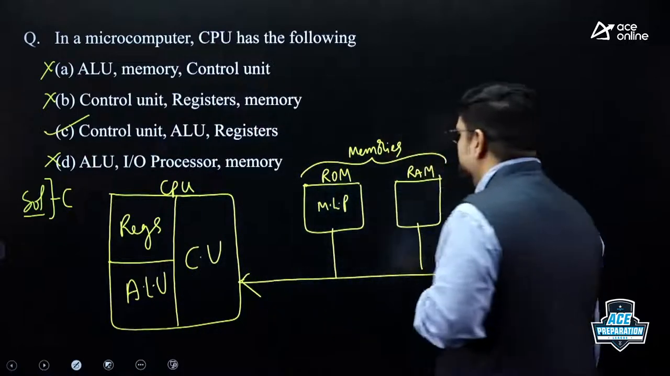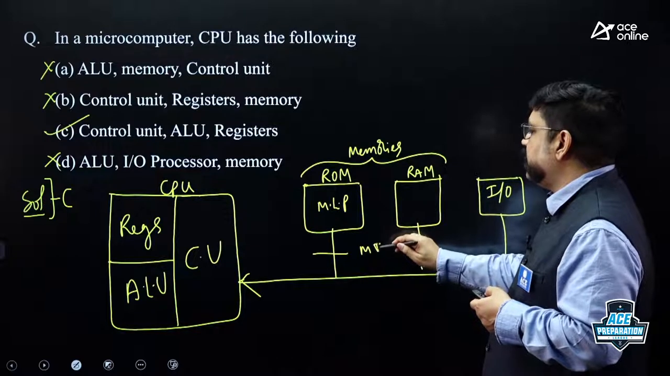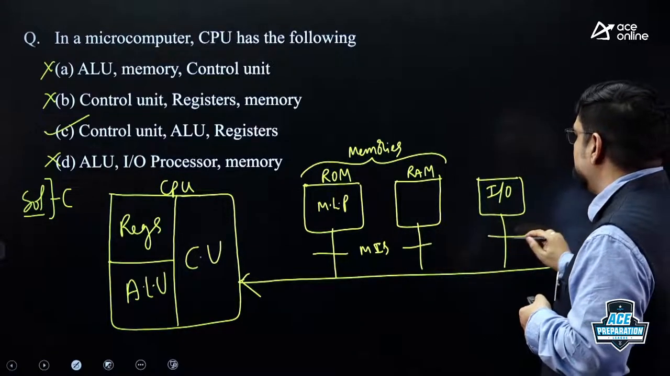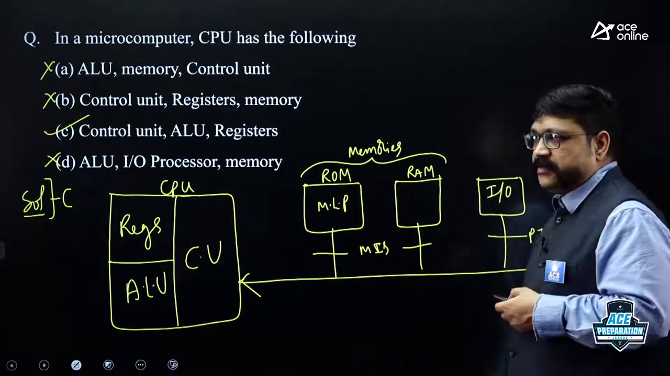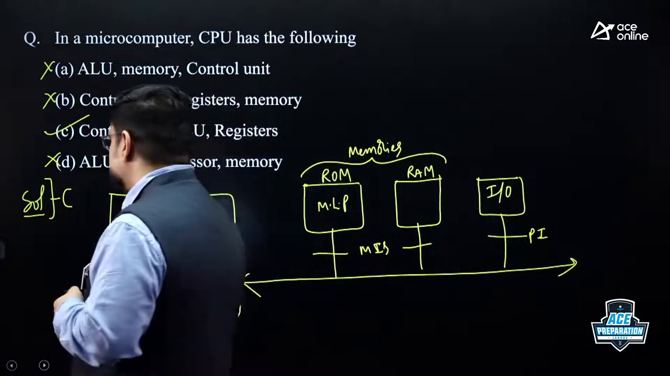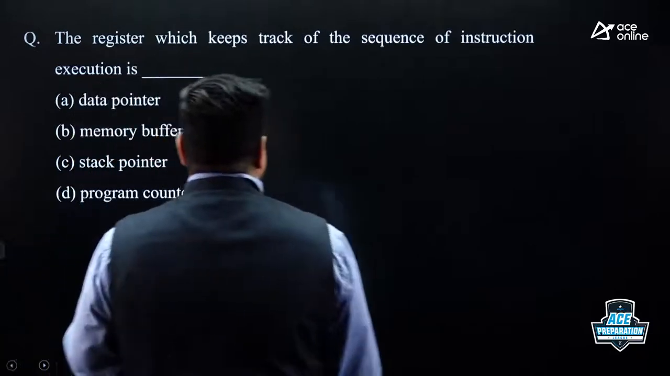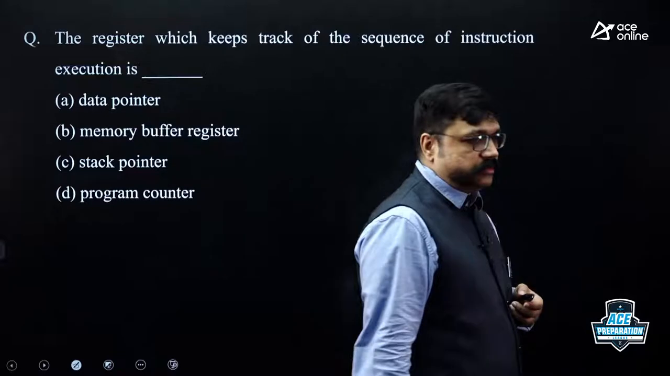And please understand, when you connect memories to the microprocessor, you need to use memory interfacing chips. When you connect I/O devices to the microprocessor, you need to use peripheral interfacing chips. Directly, you cannot interface. The answer is C. This kind of one more question you will get: the register which keeps track of the sequence of instruction execution.